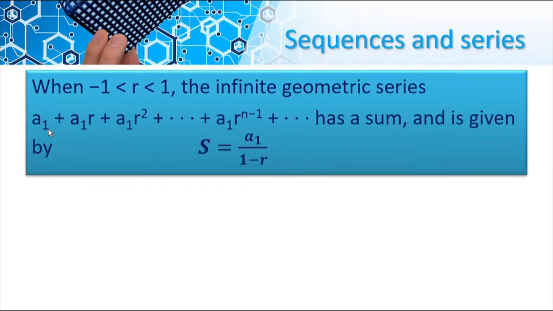So, it is in the form of first term plus first term times common ratio plus first term times common ratio squared plus and so on up to the last term, first term times r raised to n minus 1, has a sum given by, ito ang gagamitin natin na kanyang infinite geometric series: first term all over 1 minus common ratio. Okay?